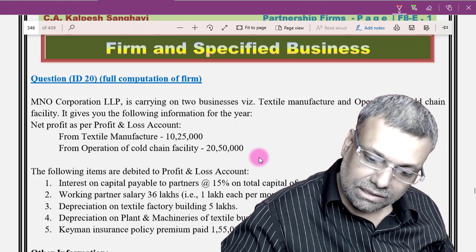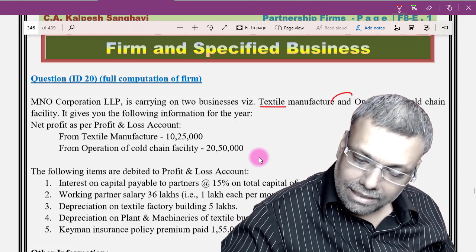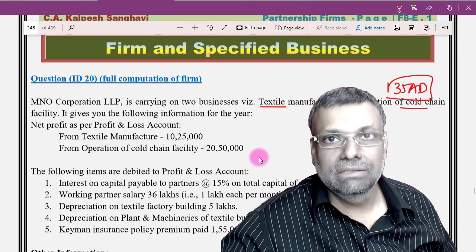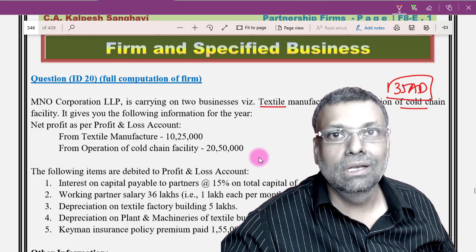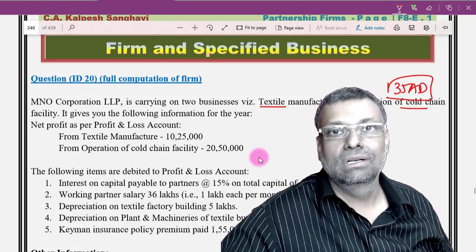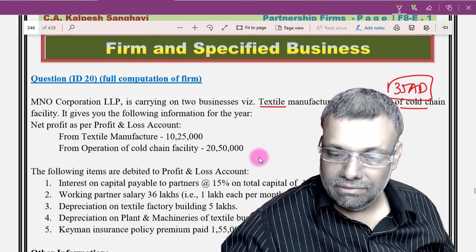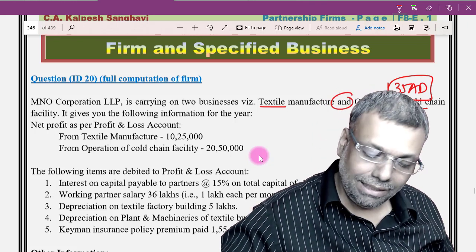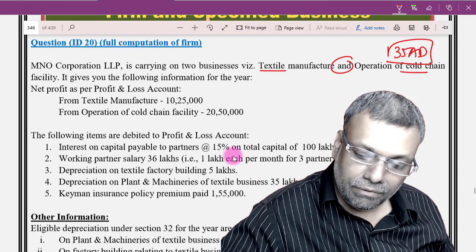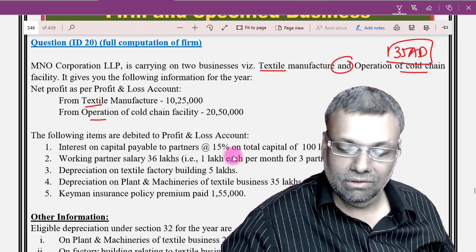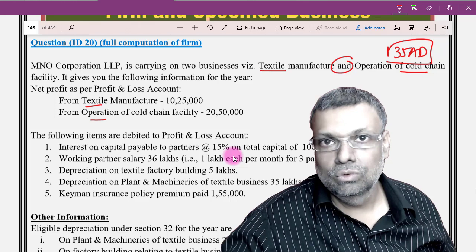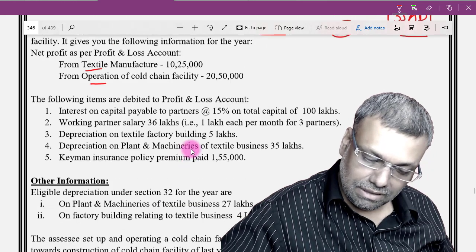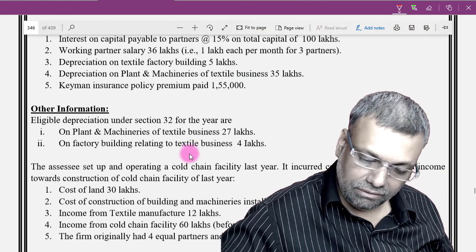Now, in this particular case, the associate has a textile business and the operation of a cold chain facility. So Section 35AD comes into the picture here, which is a specified business, and Section 35AD is an optional provision. So you should have opted for it under Section 35AD. Nothing specific is given, so let me assume that you have already opted for 35AD. Profit from textile and profit from operation are given. So I will have to do the normal computation, and thereafter the carry forward and set off based on all the other information.